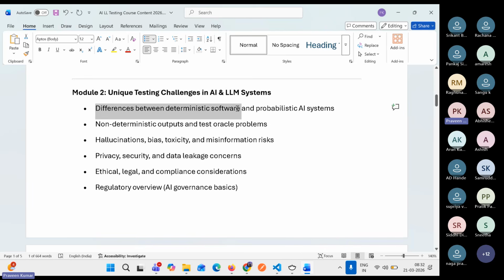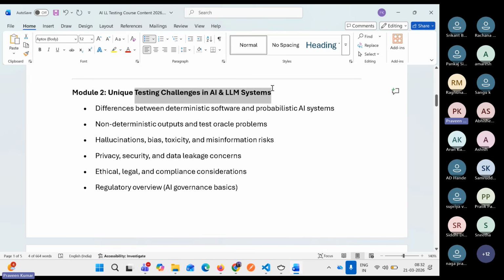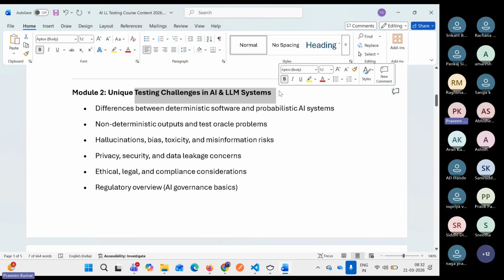What is the difference, or the unique testing challenge, in terms of an LLM system? The unique challenge here is that when you ask the same question 10 times, the LLM will give you a different answer every time. That's where it becomes a challenging part. How do you validate whether your LLM is working properly or not?